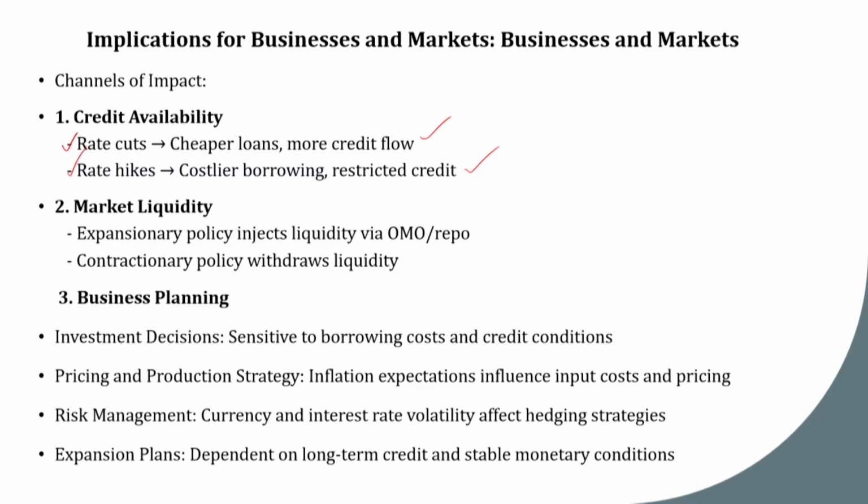And the second one is market liquidity. So imagine an expansionary monetary policy. You know that it injects liquidity via open market operation or a decline in the repo rate. So that means with the banking system there will be more liquidity, more money available, and as a result there will be more money with the general public also.